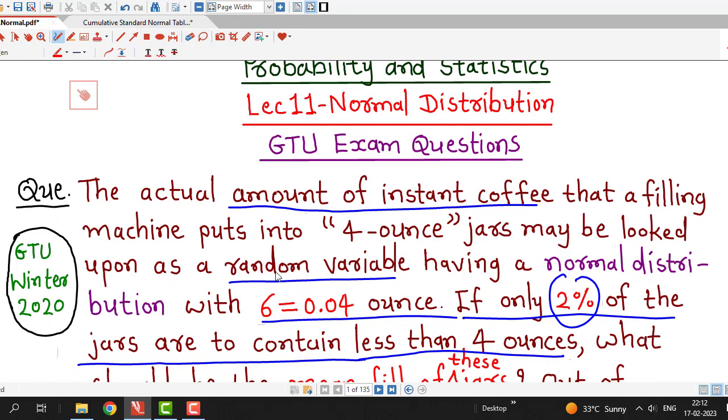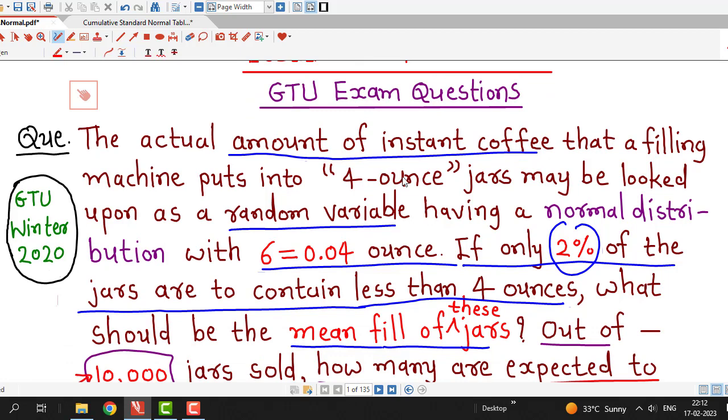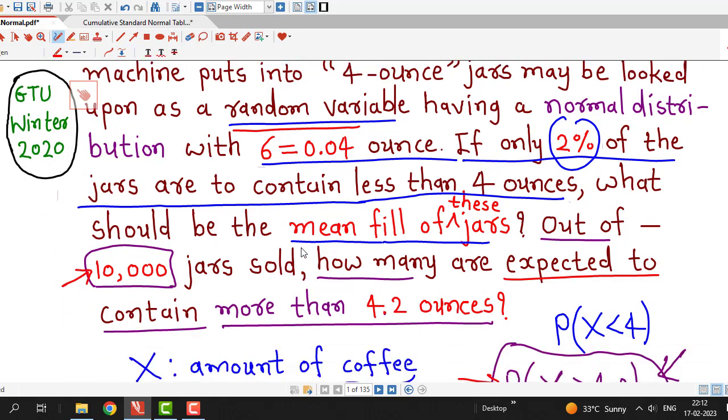So this is a very nice question related to the normal distribution. You are already given that your random variable is a normal random variable, so you don't have to think about which distribution is applicable. Here it is already mentioned that this random variable, amount of coffee, is a random variable having a normal distribution, and you have to first understand that it is given that 2% of the jars are to contain less than 4 ounces.